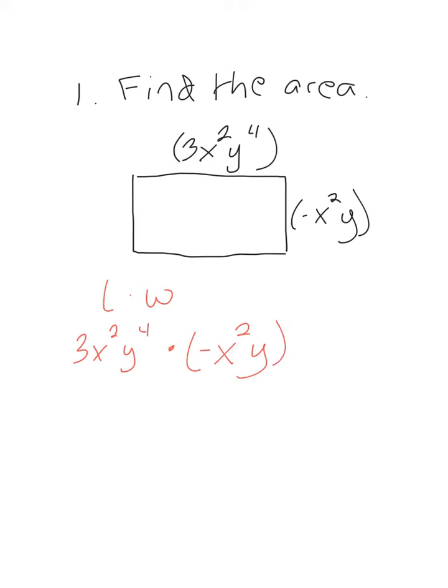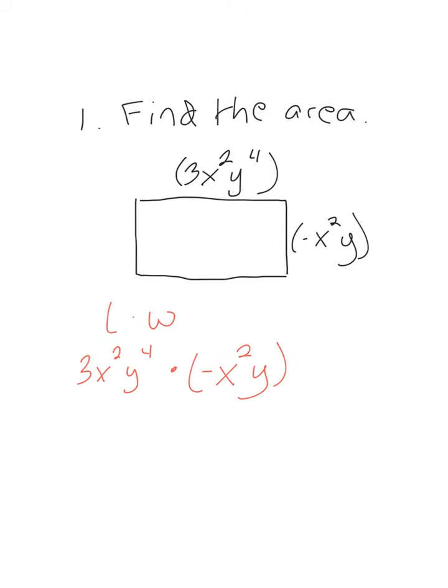The parentheses are just showing that I have a negative on that term, which is okay. If you want, you can put a negative 1 in front. Now I'm just going to do our usual steps here. Again, we have a 3 and a negative 1. 3 times negative 1 is negative 3. Then I go to the x's. X squared and x squared. Again, I'm adding the exponents. 2 plus 2 is 4.